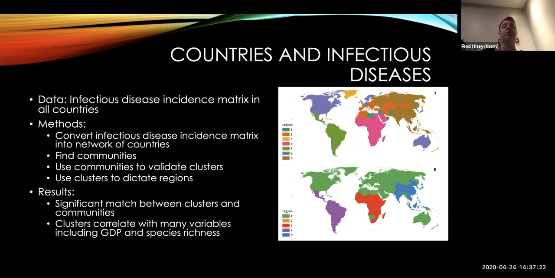I then found communities from these networks. And I used the communities to validate clusters. And then I used these clusters to dictate regions. So you can see the different colors here.